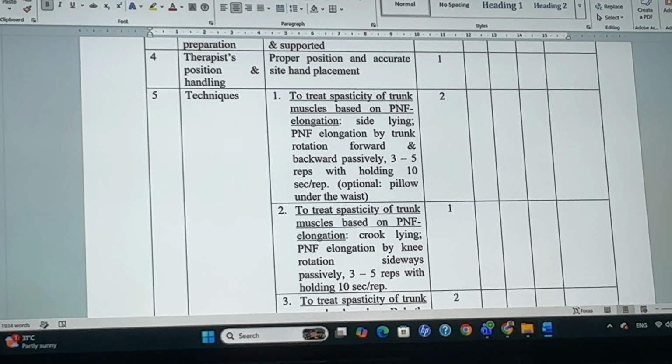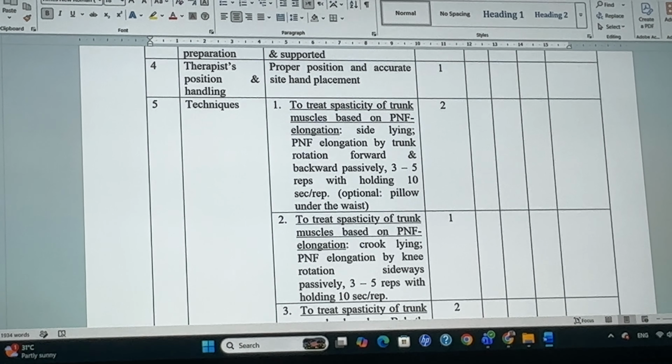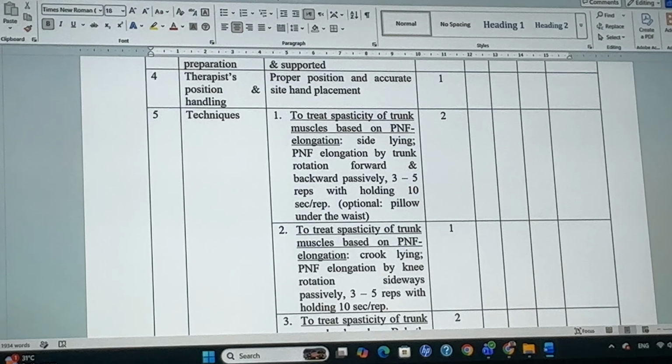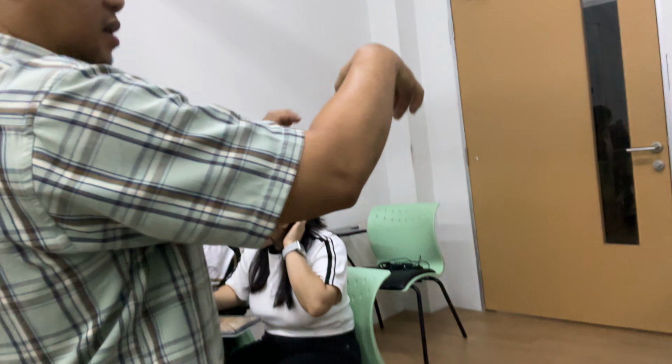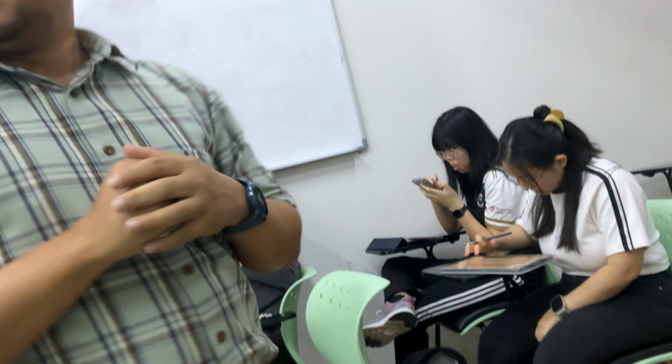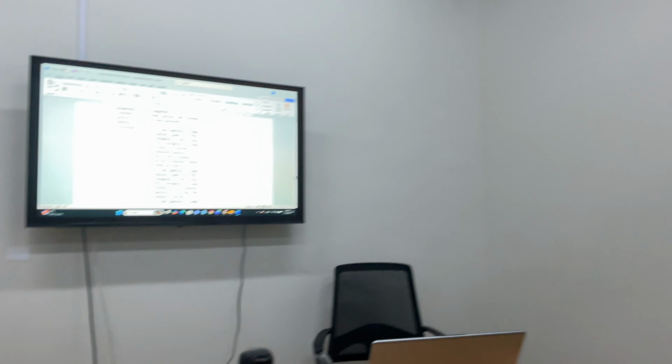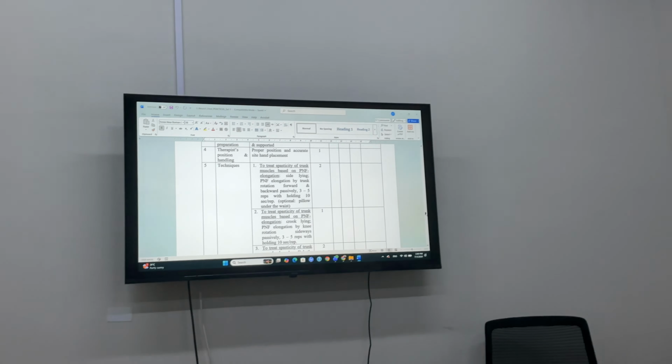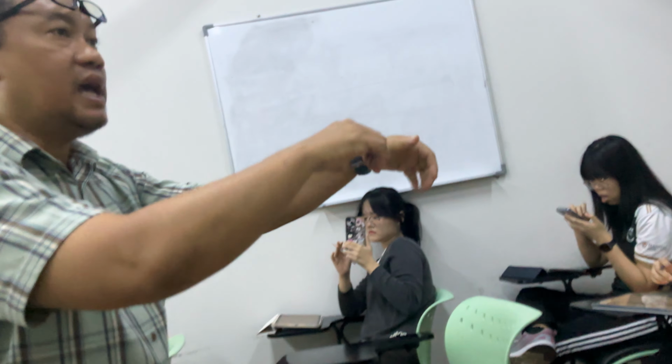Okay, put the patient in side lying and then you passively roll the pelvis and your scapula. Okay, elongate. So in PNF, the elongation is actually up to the anatomical range. So what is your anatomical range? This is actually my anatomical range.